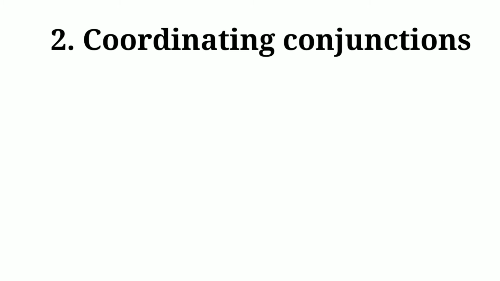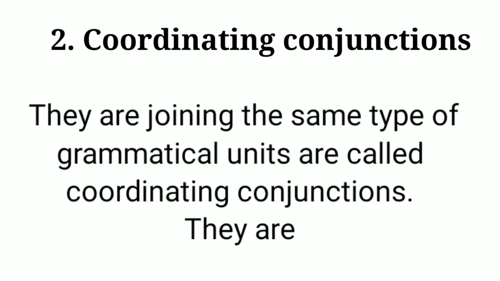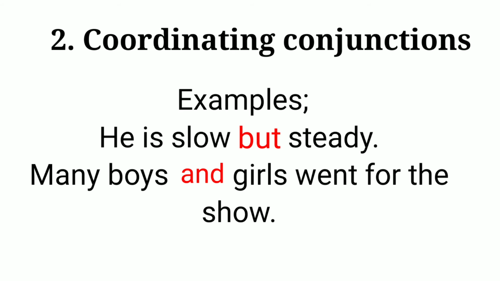Coordinating conjunctions. They are joining the same type of grammatical units, and are called coordinating conjunctions. They are never used in the beginning or in the end. Examples: He is slow but steady. Many boys and girls went for the show.